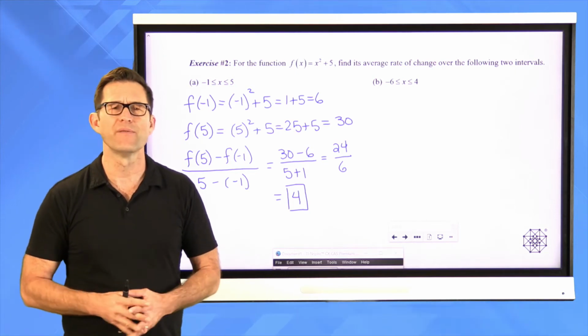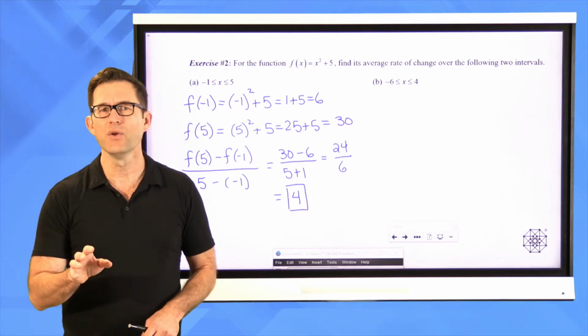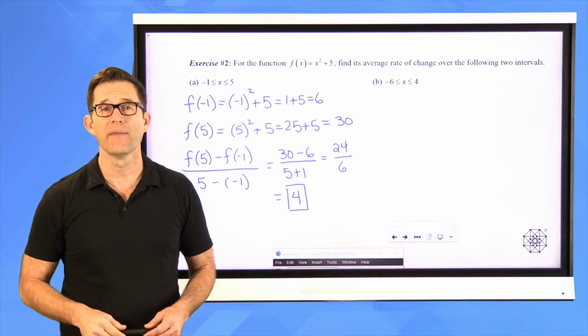I'd like you to pause the video now and see if you can do this calculation in letter B. I know it's kind of new, and so is all the function notation and all that, but take a shot at it and then we'll go over it.